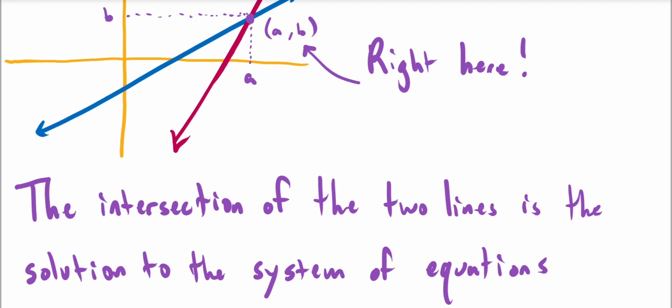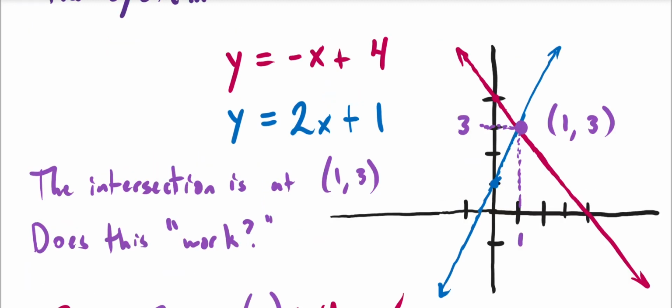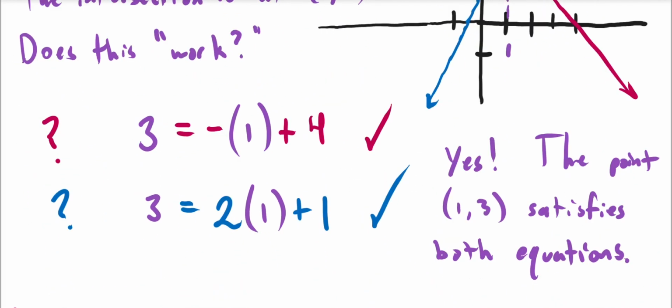So here's a particular example for you to chew on. Let's say I have the line y equals minus x plus 4, slope of negative 1, y-intercept of 4, and y equals 2x plus 1, slope of 2, y-intercept of 1. Those are graphed to the side here. What's the solution to this system? So the solution to the system is the intersection of the two lines, and these lines seem to intersect at the point 1, 3. And so 1, 3 is our solution, but does that work? Does that really satisfy these equations? Well, let's plug it in and see.